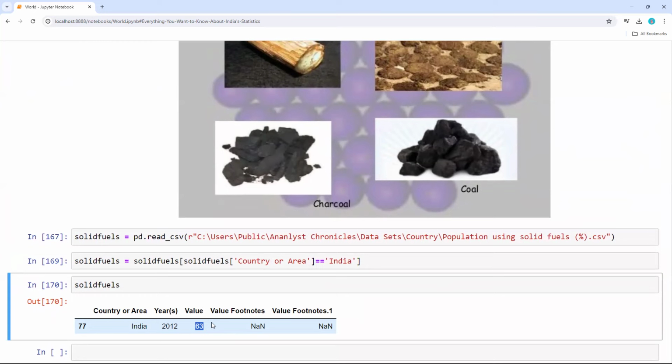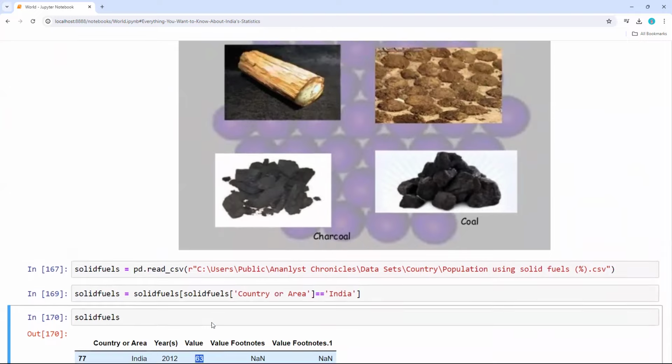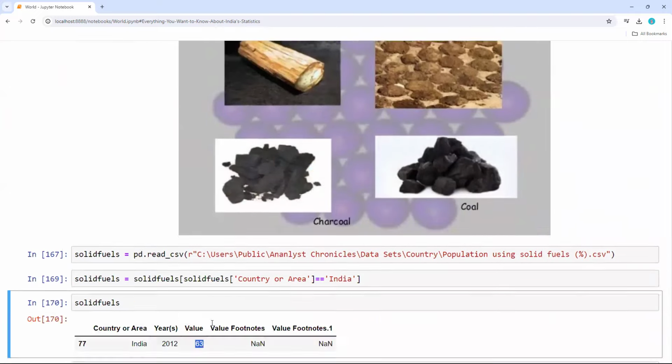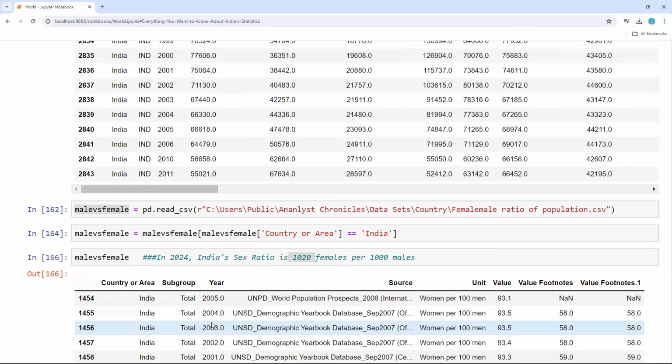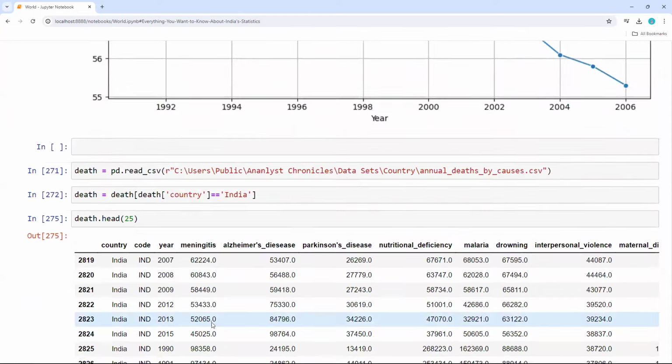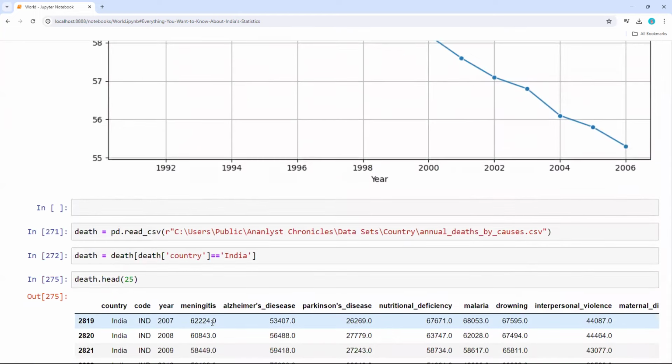This is how we can do some exploratory data analysis on a single country by merging or working with different kinds of data sets. Here I worked on solid fuels consumption in India, and I also took the male versus female ratio and how it varied by year. I also looked at the data for causes of death in India by year.